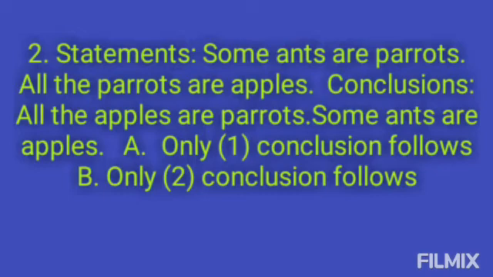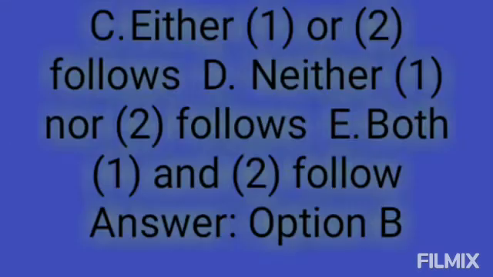Choice A, only one conclusion follows. Choice B, only two conclusions follows. Choice C, either conclusion 1 or conclusion 2 follows. Choice D, neither conclusion 1 nor conclusion 2 follows. Choice E, both conclusion 1 and 2 follow. What is the right answer? The right answer is choice B.